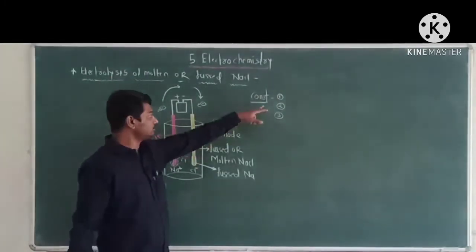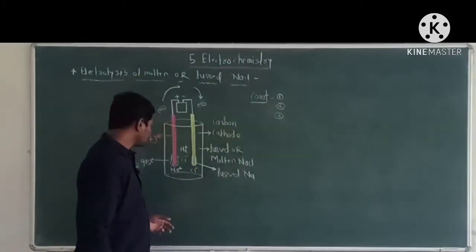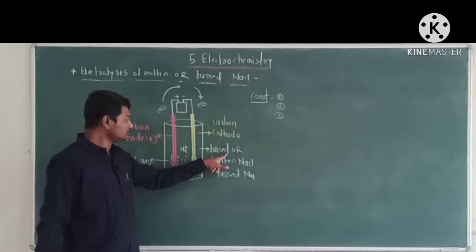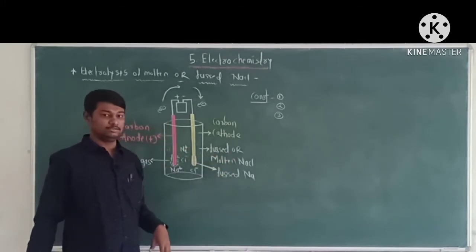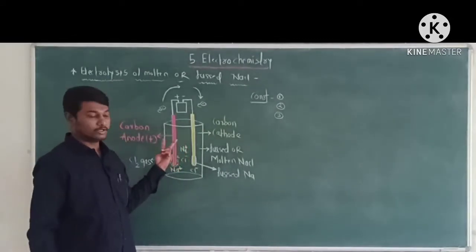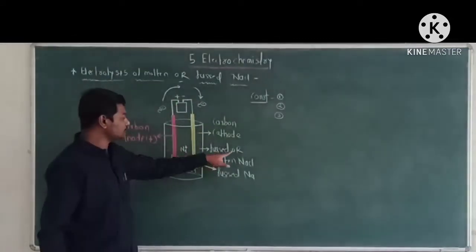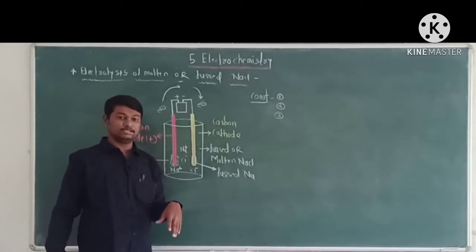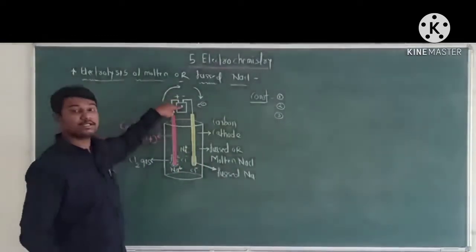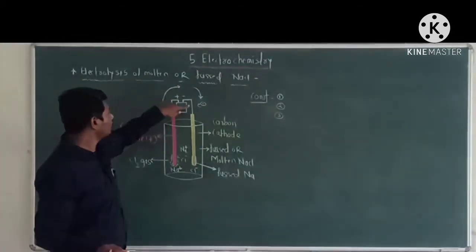Now, the first point of the construction: it consists of a container that contains fused or molten NaCl. Two graphite electrodes, also called carbon electrodes, are dipped into the fused or molten NaCl. These two electrodes are connected to an external current source through a wire.